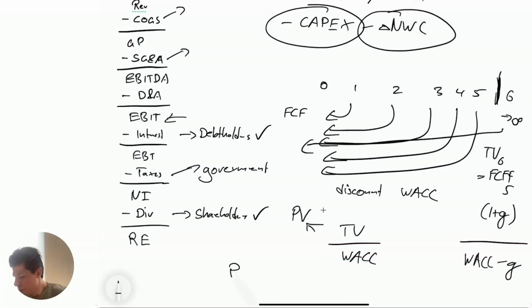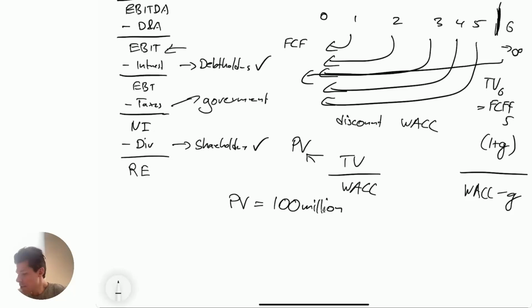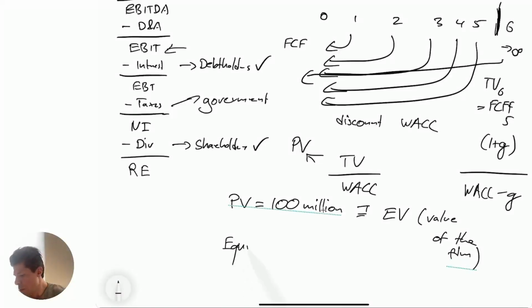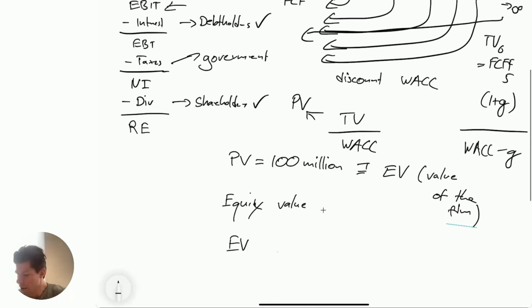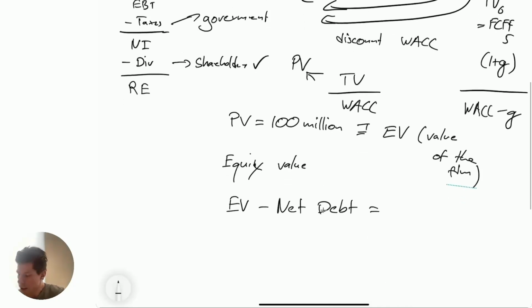If you have calculated your present value, let's say 100 million, once you have done this, this is basically your enterprise value. Value of the firm. What you then need to do to derive an equity value is take your EV minus net debt, which equals equity value.